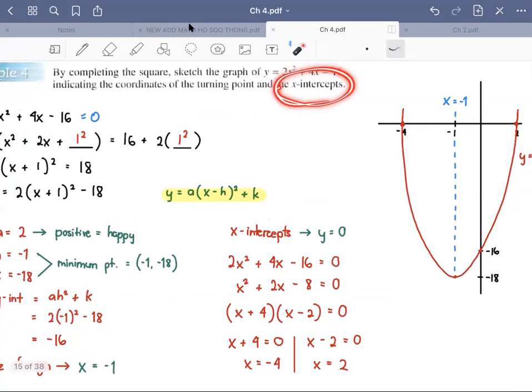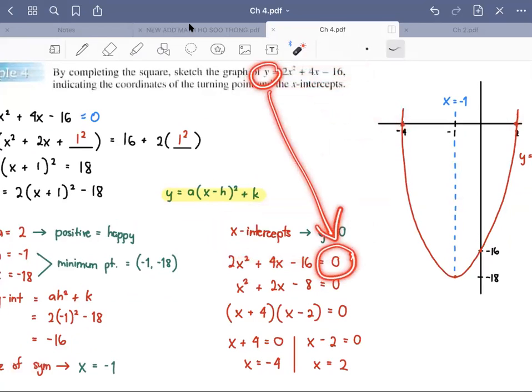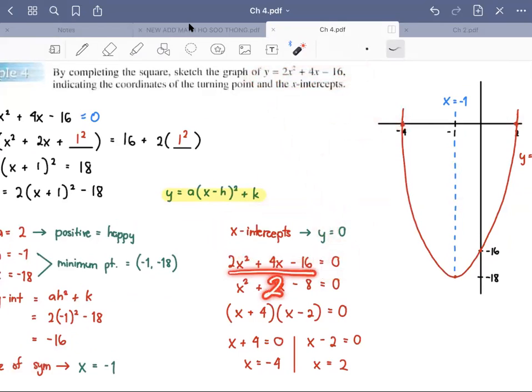How do we find the x-intercepts? Again, the x-intercepts are where the points lie on the x-axis, so y is equal to 0 on those points. That's what I did here. Using the same equation, I made y equal to 0. How do we answer this? You can make the numbers smaller by dividing the whole equation by 2. That's why this is now x squared plus 2x minus 8 equals 0.